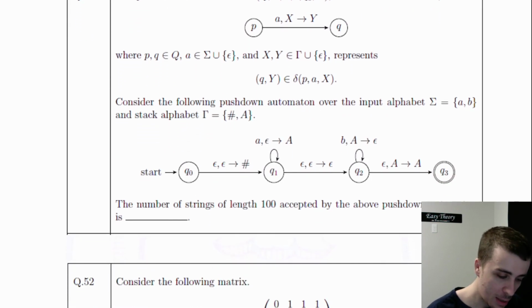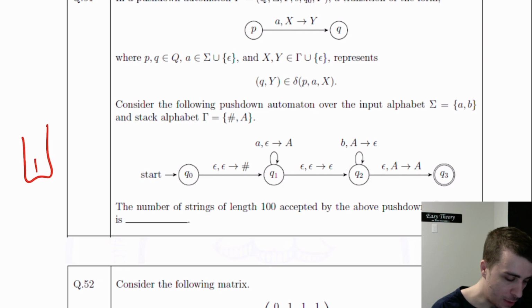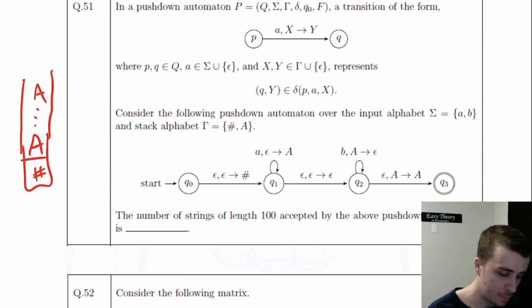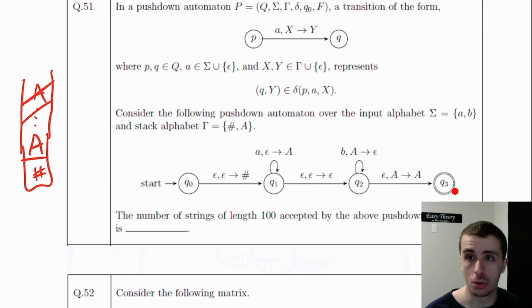Okay, so we are going to have a pound sign on the stack to start with. That's how we start out. Then we're going to have some number of capital A's on the stack, and then non-deterministically read B's. And then here we're going to be popping off some of them. Then we need to have at least one occurrence of A on the stack to get to Q3. If we have more, then that's okay.